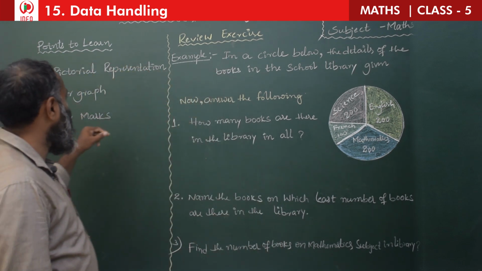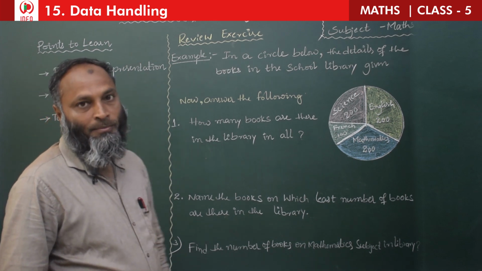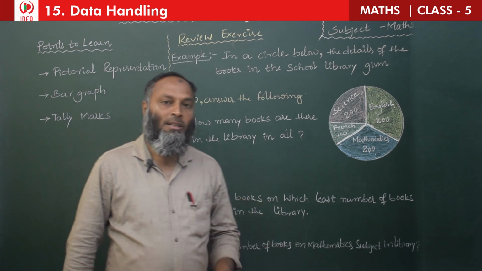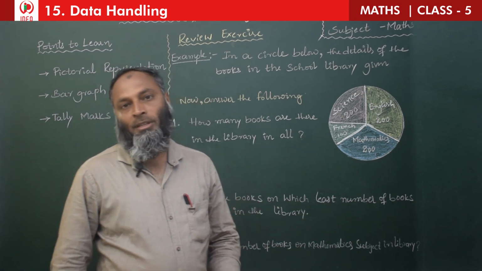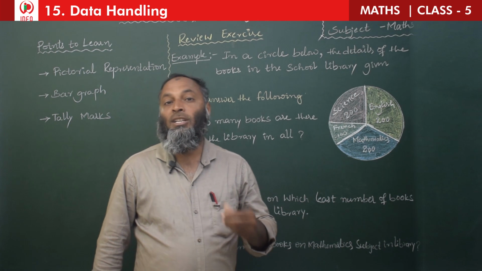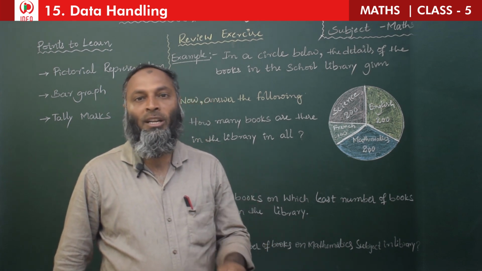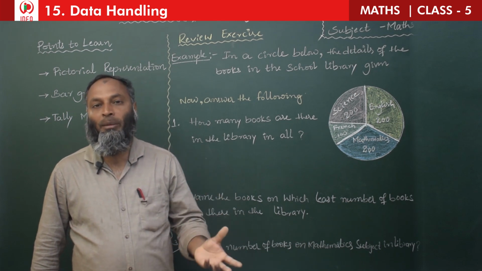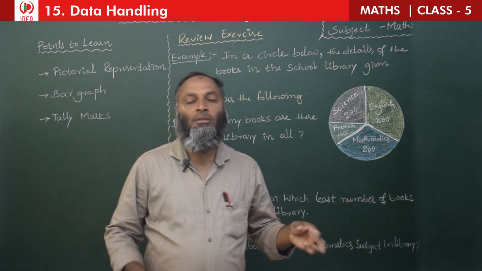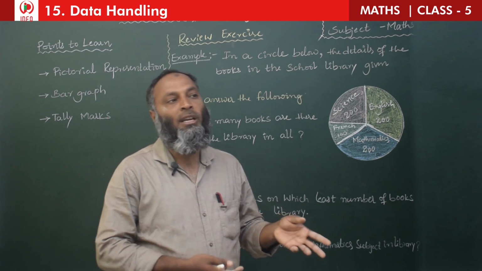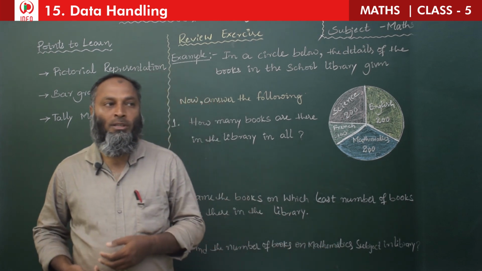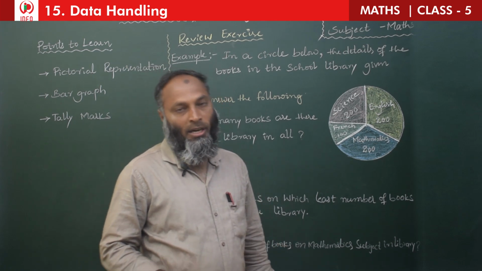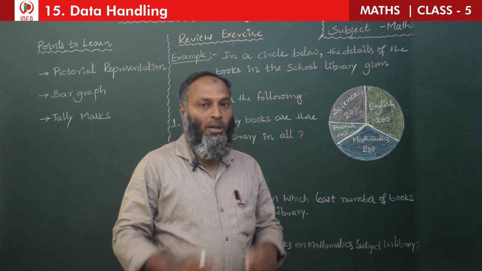The first one is pictorial representation. Already we discussed in earlier classes how to represent it. What is pictorial representation? Pictorial representation means using pictures or drawing pictures. First we should draw a picture and represent the information. Using drawn pictures we can represent data. That comes under pictorial representation.